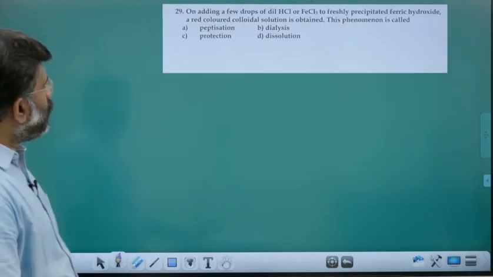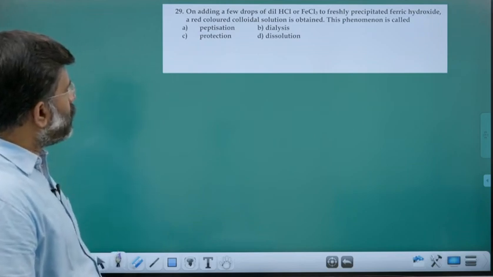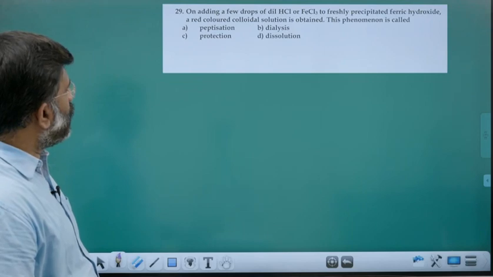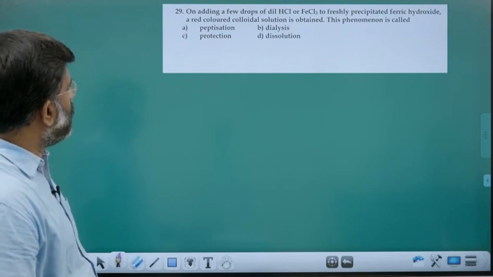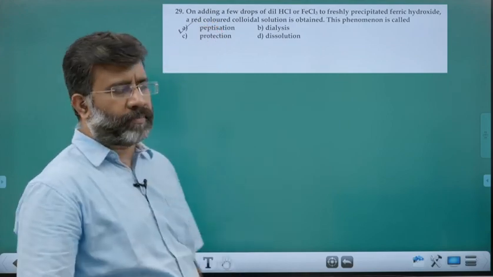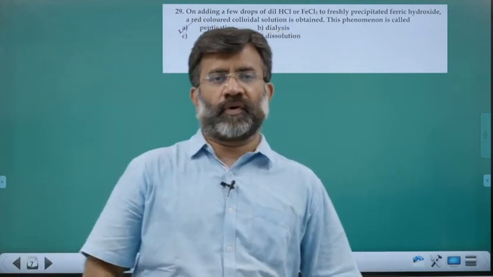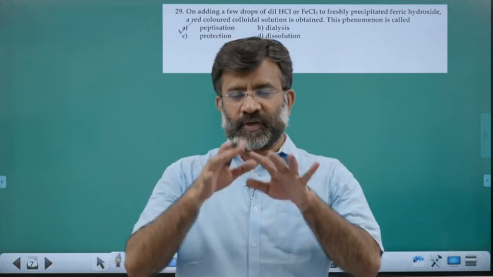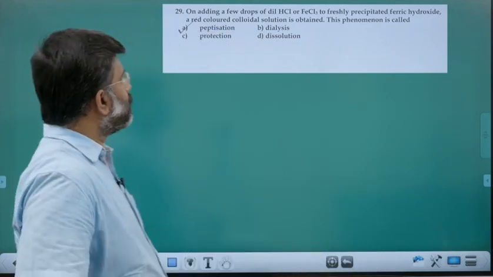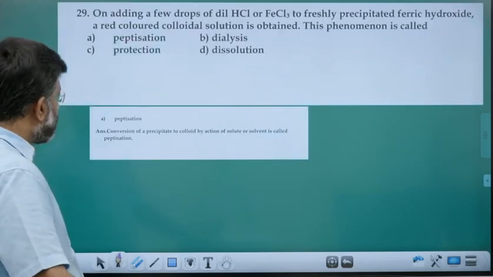On adding a few drops of dilute HCl or FeCl3 to freshly prepared ferric hydroxide, a red colored colloidal solution is obtained. The phenomenon is called peptization. This is what is called peptization, a dispersion method of preparation of colloids. Option A.